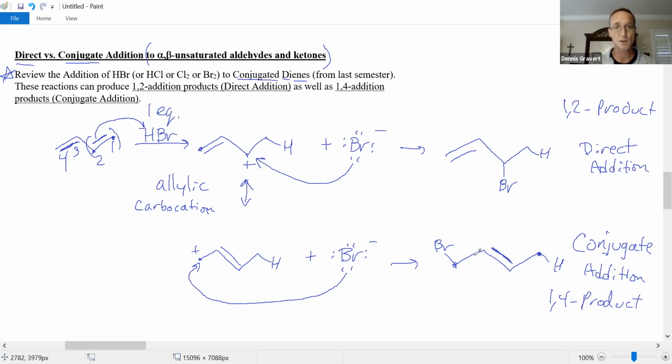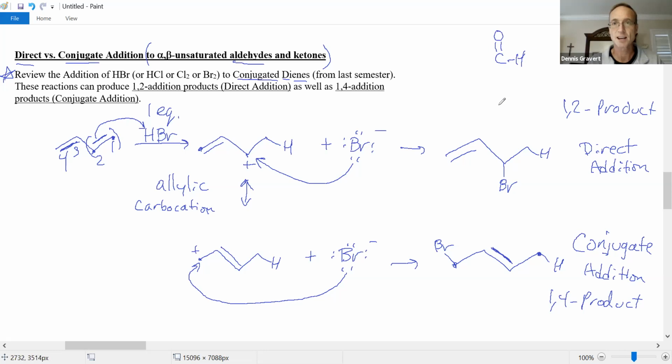Okay, so that was a review. Those are terms and mechanisms we need to remember because we're going to use them now in a new system, that the general term is alpha beta unsaturated aldehydes and ketones. Okay, so let's start with breaking this down, figuring out what are we talking about.